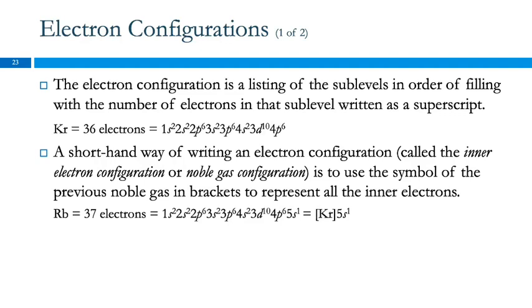But if we look at this, we see that this part is the same as krypton. It's exactly the same, right? So instead of writing all of that, we write krypton in brackets, Kr for krypton. And this says the electron configuration of krypton and this other stuff. You can only do it for noble gases. Can't just pick the previous one. It has to be a noble gas.